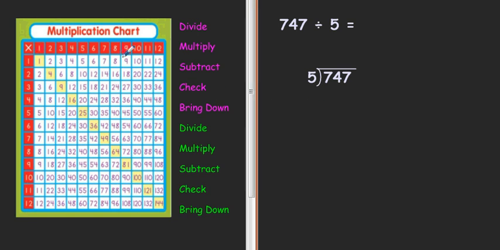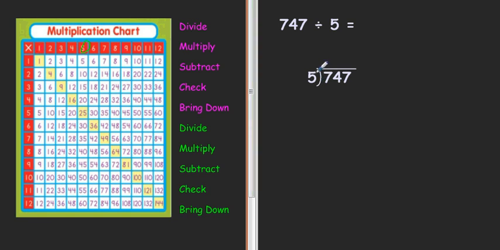So again, multiplication chart, I'm going to look at the multiples of 5s. Right over here, I'm looking at multiples of 5s. And so then let's see, I'm going to have my little system written out. Divide, multiply, subtract, check, bring down. This is my checklist to make sure I am following all of the steps.